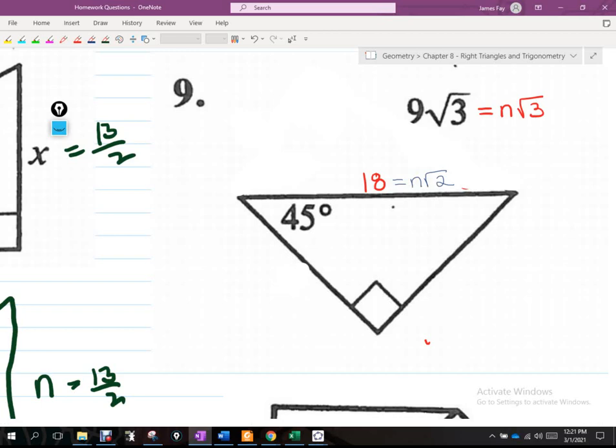It's going to be 9 radical 2. It's always half that number times radical 2. And the way we can confirm that: if I multiply this by radical 2, don't I get 18? I get 9 times radical 4, which is 9 times 2, which is 18. So that is then the x that we were interested in. Does that make sense?